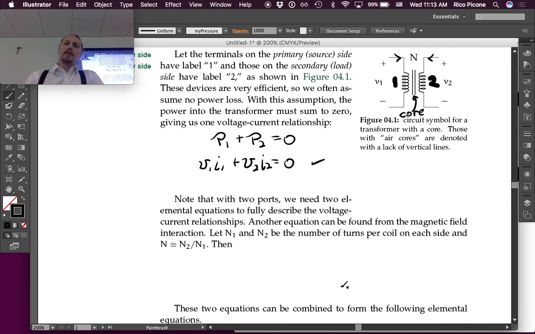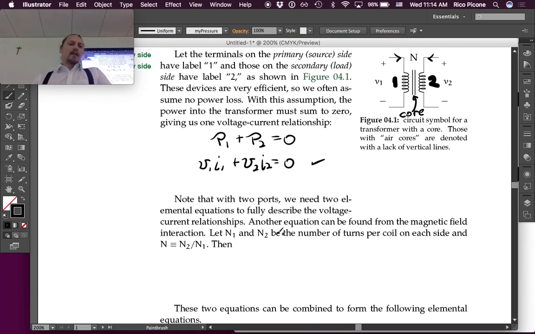This one can be found from the physics of the magnetic field interaction that we're not going to get into, because we're primarily concerned with these as operating as input and output. We don't get into the design of transformers because we let electrical engineers do that. We focus on using these devices as sort of black boxes that have certain properties associated with them.